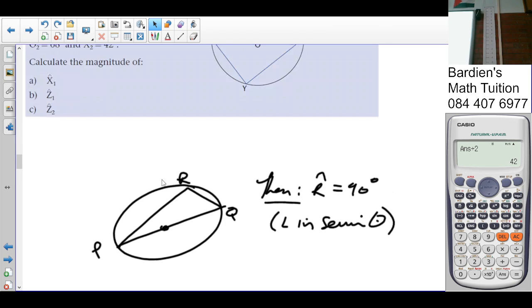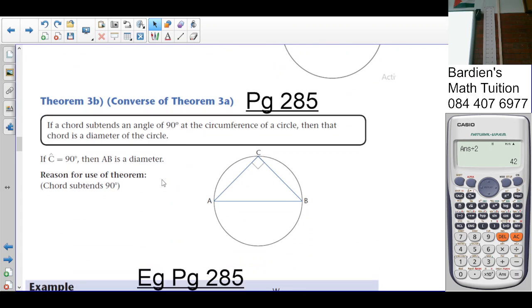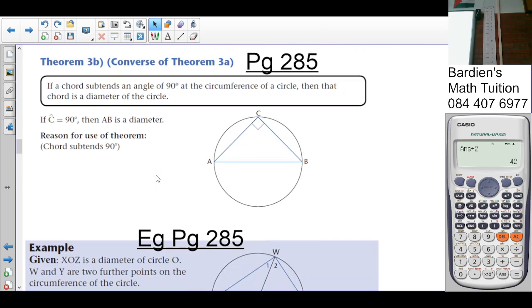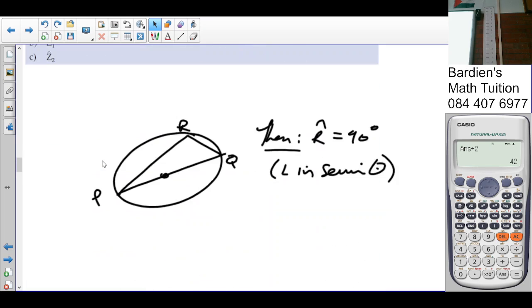And the converse, what does converse mean? The reverse of the theorem. Okay? Converse is the reverse. Nothing to do with the techies. Theorem 3b. Converse of theorem 3a is the reverse of theorem 3a. If a chord subtends an angle of 90 degrees at the circumference of the circle, then the chord is the diameter. We are told if C is 90, then AB is the diameter. The reason for this theorem is going to be: chord subtends 90 degrees.